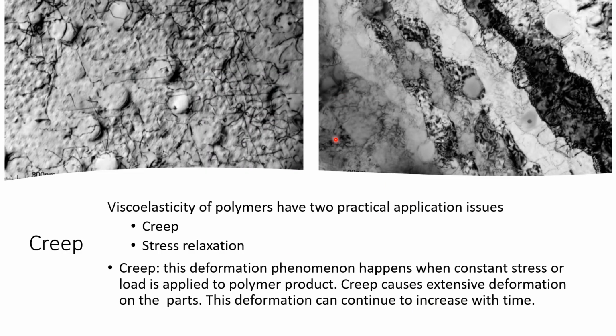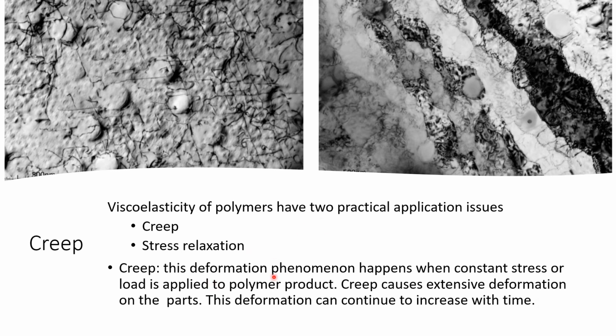Creep. Okay, so we saw creep two times. Creep resistant, what does it mean? The viscoelasticity of polymers has two practical application issues. So creep is an application issue or problem, something bad in application. So what are they? Two of them, practical application issues. One of them is creep and the other one is stress relaxation.